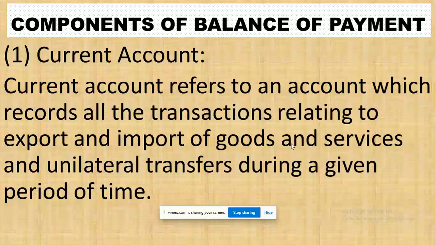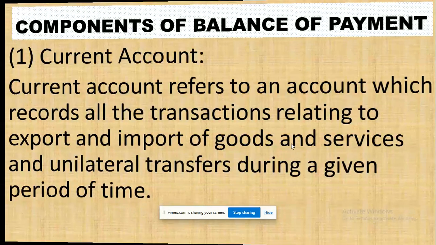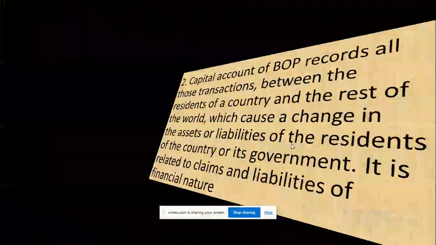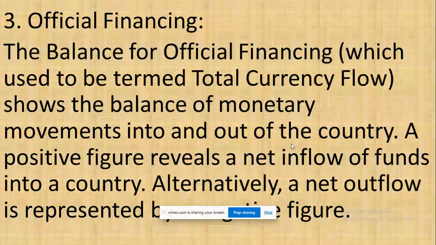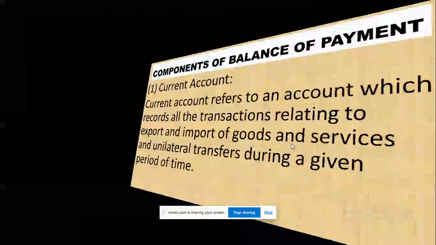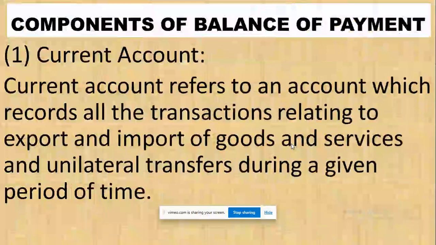Now let's quickly move to the components of the balance of payment. Components of balance of payment. One, we have current account. We also have capital account. Then the last one, we also have official financing. These are the three components of balance of payment.